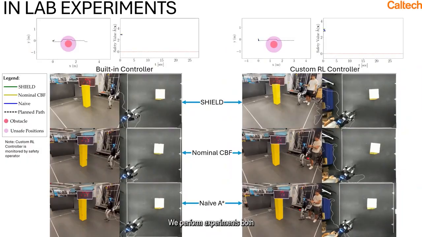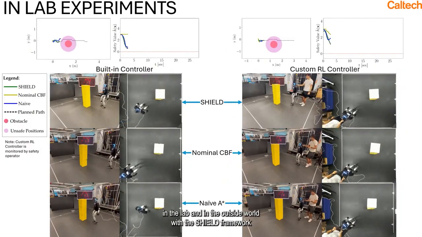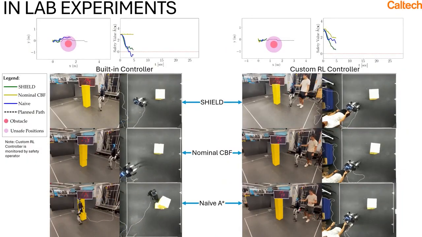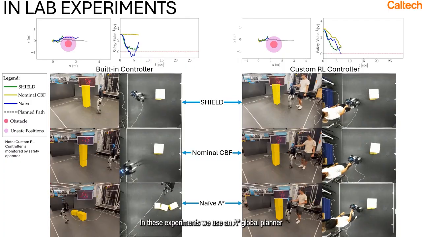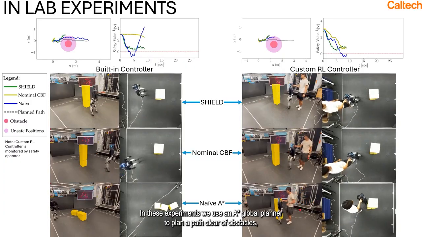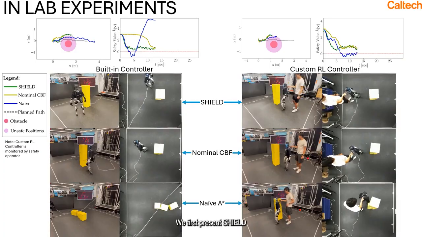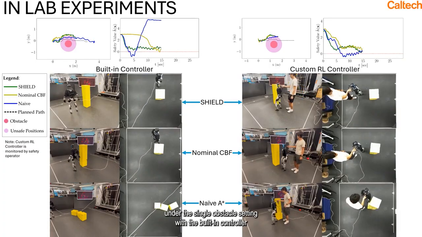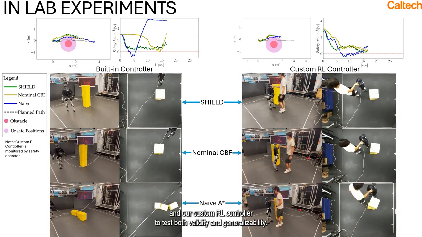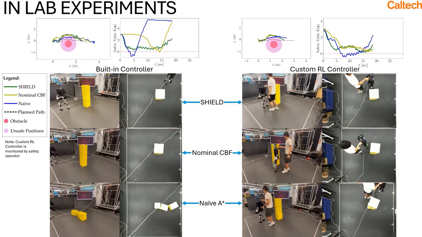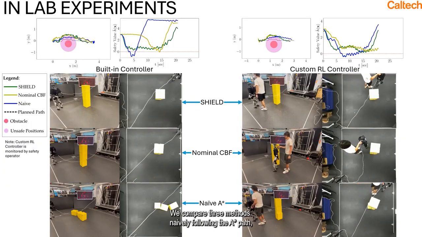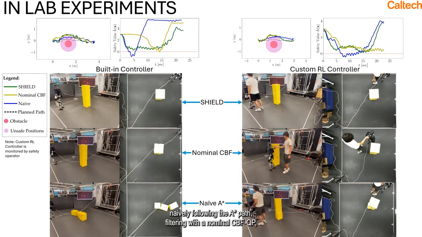We perform experiments both in the lab and in the outside world with the SHIELD framework running fully on board the Unitree G1. In these experiments, we use an A-star global planner to plan a path clear of obstacles, though not necessarily guaranteeing no collision due to the inaccurate dynamics model. We first present SHIELD under the single obstacle setting, with the built-in controller and our custom RL controller to test both validity and generalizability.